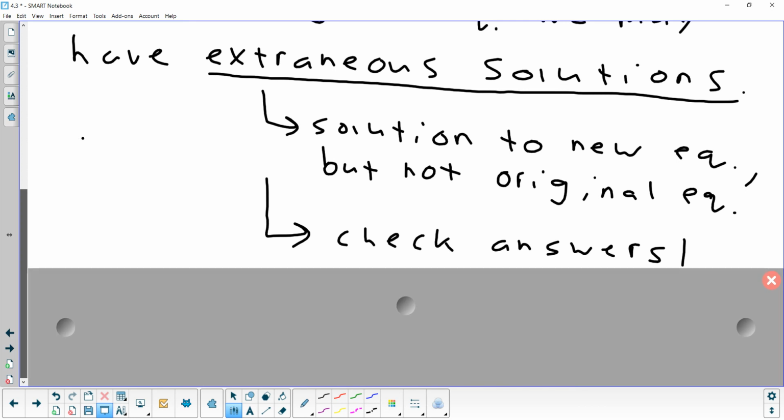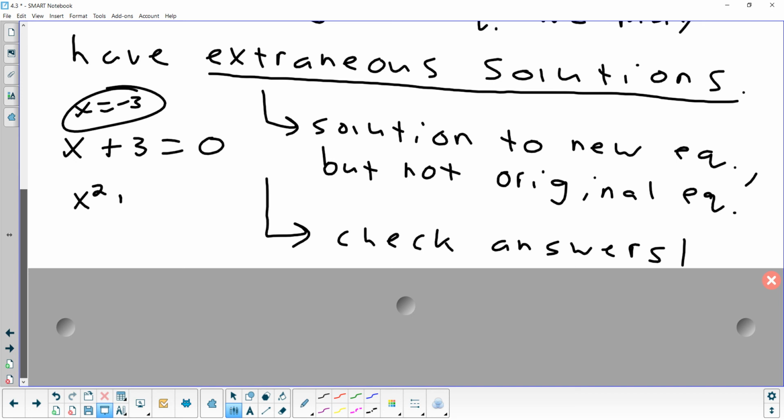All right. Let's take a look at this equation. Let's say x plus 3 equals 0. What's the answer to that equation? -3. Does everybody agree that's the answer? Is there any other answer? No. Now, let's multiply everything there by the same thing. You're allowed to do that. Multiply everything here by x. That gives me x squared plus 3x equals 0.